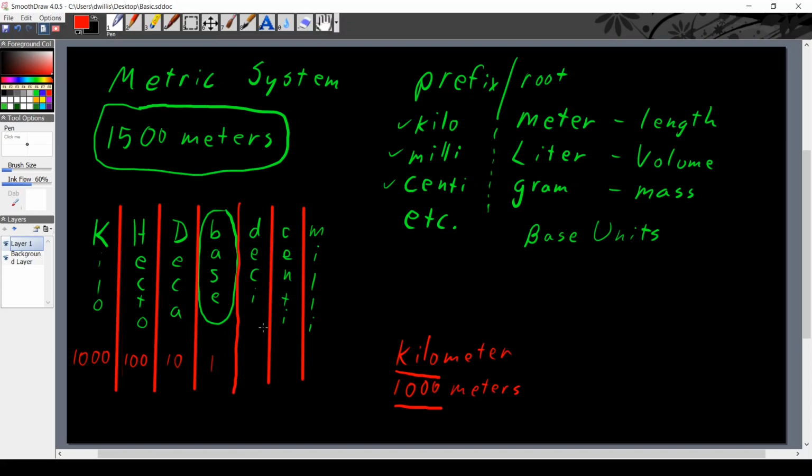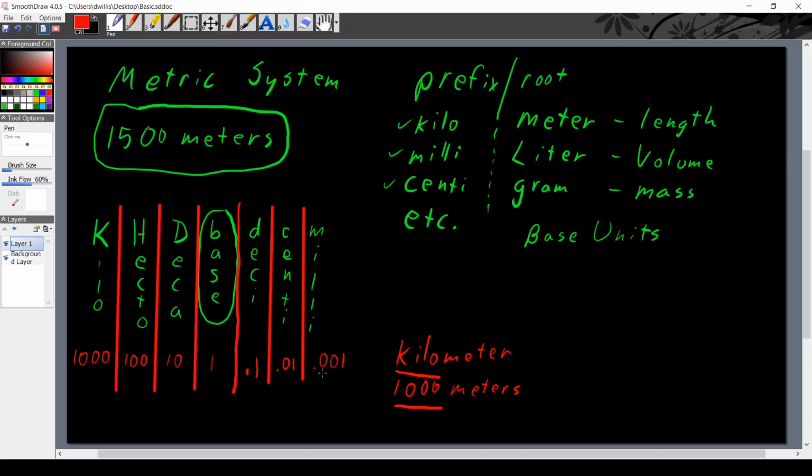Didn't get a straight line there. That's okay. Deci then is 0.1 or 1/10. Centi is 0.01, and milli is 1/1000th, which is 0.001. And so you can see that this is multiples of 10, and it's just like bumping the decimal along from one place to the other.